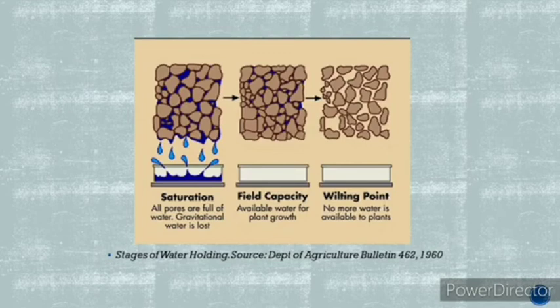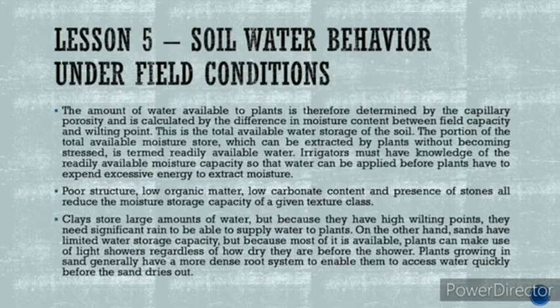As you can see, the picture shows the stages of water holding: the saturation, field capacity, and the wilting point. The amount of water available to plants is therefore determined by the capillary porosity and is calculated by the difference in moisture content between field capacity and the wilting point. This is the total available water storage of the soil.